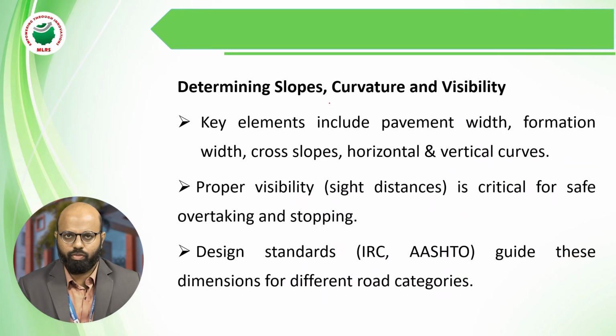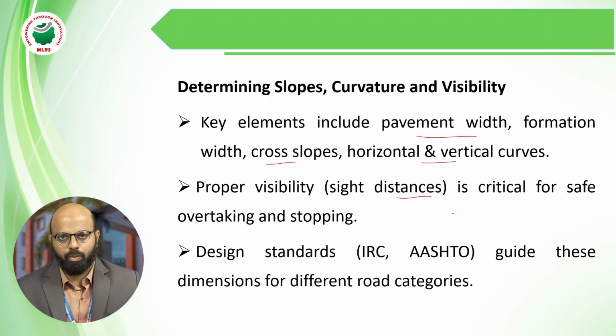Next is determination of slopes, curvature, and visibility. Key elements include the pavement width, formation width, cross slopes, horizontal and vertical curves. Next is proper visibility, that is sight distance. There are three types of sight distance: stopping sight distance, overtaking sight distance, and intermediate sight distance. It is critical for safe overtaking and stopping. Design standards as per IRC and AASHTO guide these dimensions for different road categories.